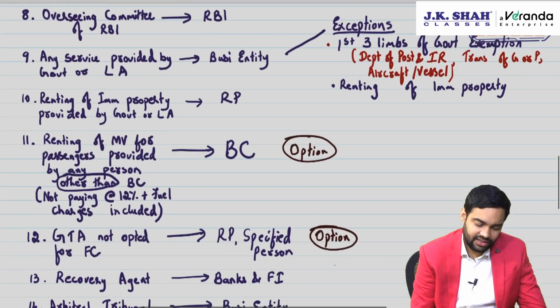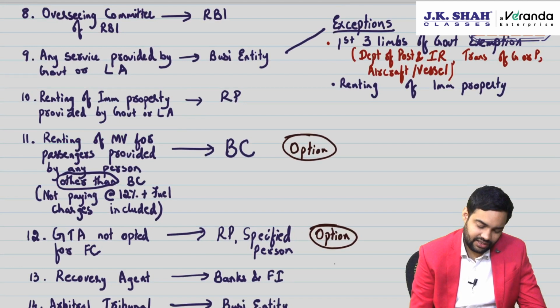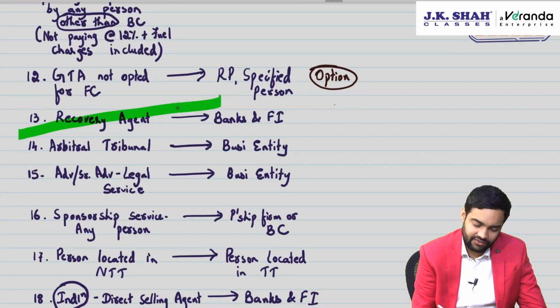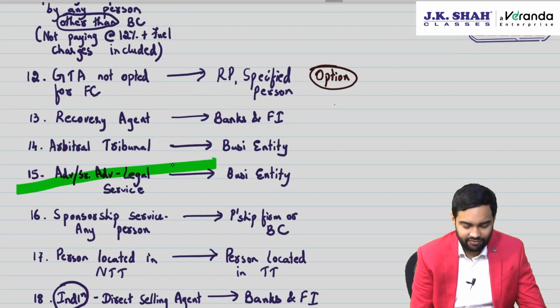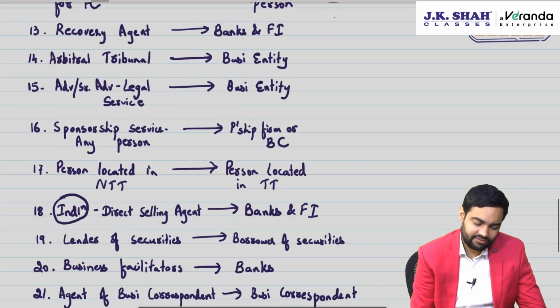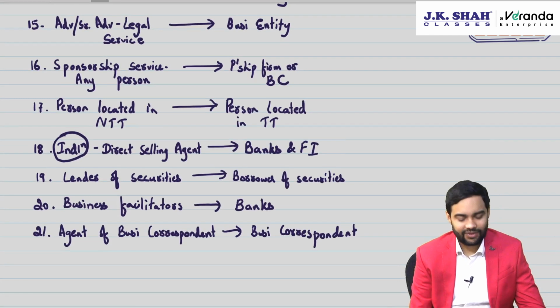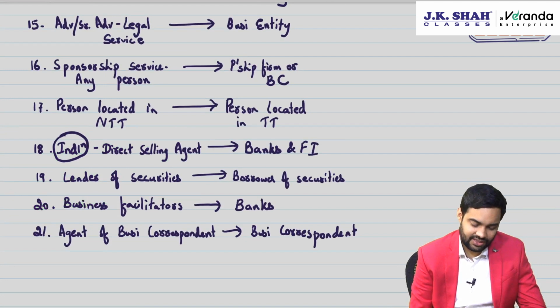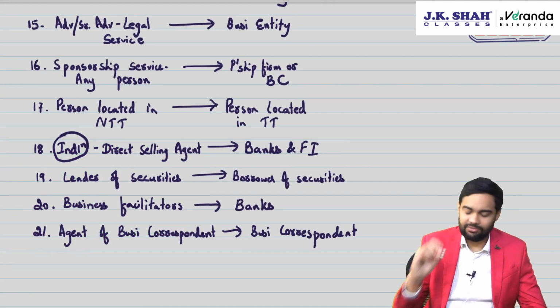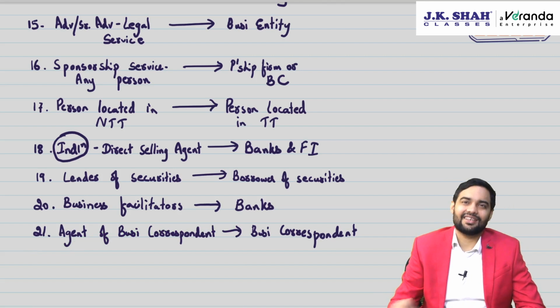He used to travel in a rented motor vehicle and sometimes hide in a truck. He was killed by a recovery agent. The company filed a case in the arbitral tribunal with the help of an advocate. Finally, they sponsored an event outside India in the memory of Mr. A. Then, in his next life, he became an individual direct selling agent, started lending securities, became a business facilitator, and ended the business with a business correspondent.